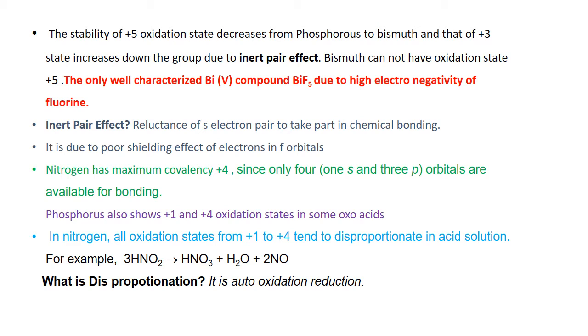And what is this disproportionation? It is auto-oxidation reduction. The same compound gives two products. In one case it is oxidized, and in the second case it is reduced.